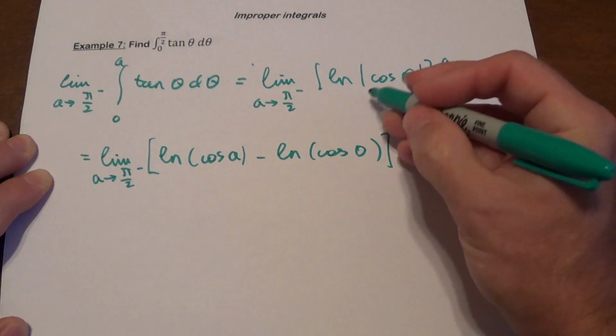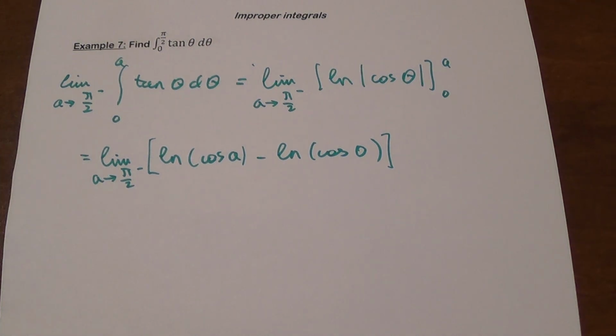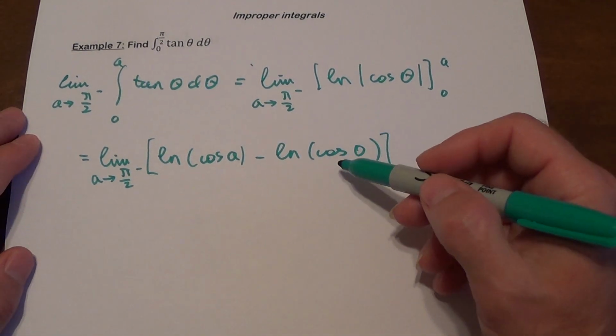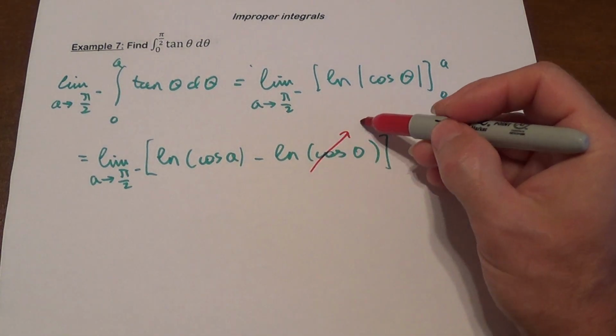I don't need the absolute value anymore because I don't have any negative values for theta, so that cosine is going to be positive. Cosine of 0 is 1, and ln of 1 is 0. So this term is giving you 0.